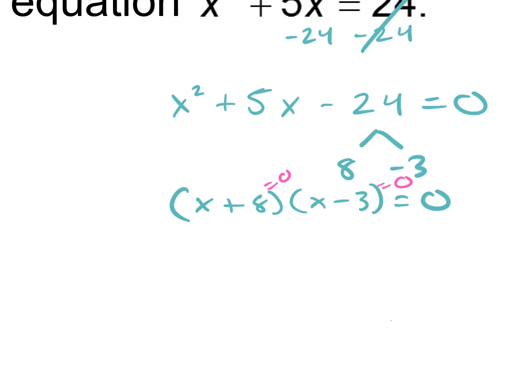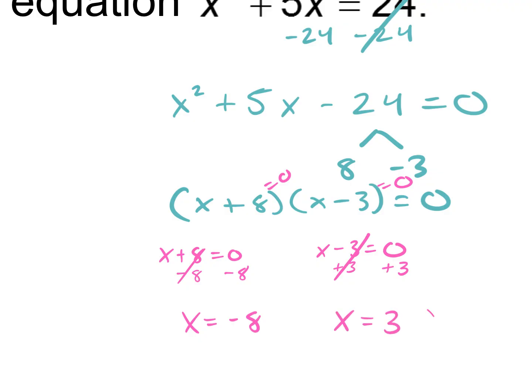Awesome. So we have x plus 8 equals 0 and x minus 3 equals 0. When you solve each little equation, we're going to subtract 8 on both sides. So x equals negative 8. And then we add 3 to both sides in our other little equation. We get x is equal to 3. So these are our two answers here.